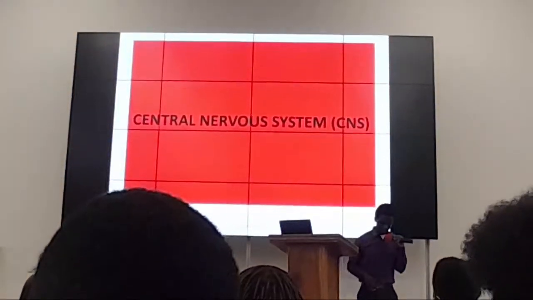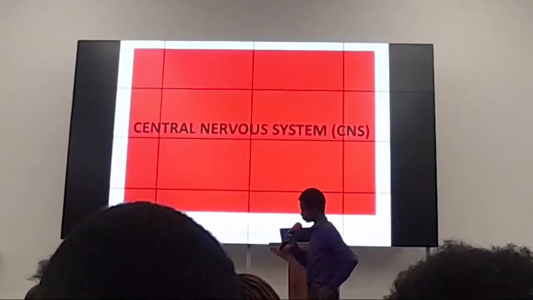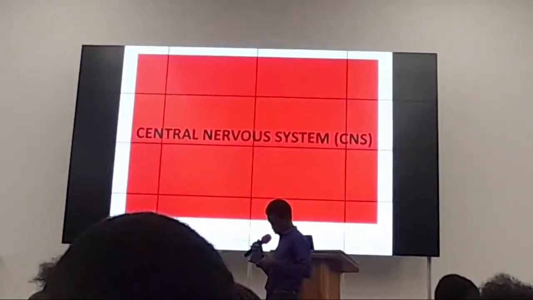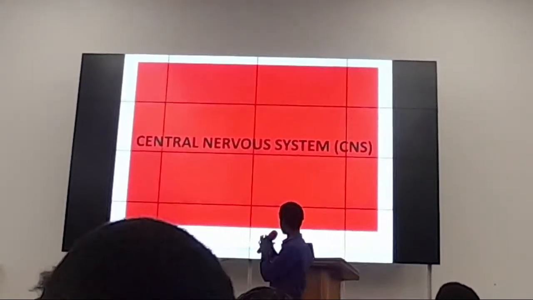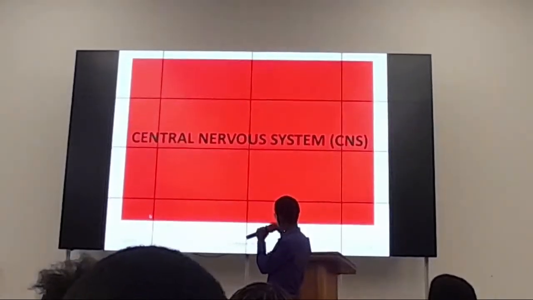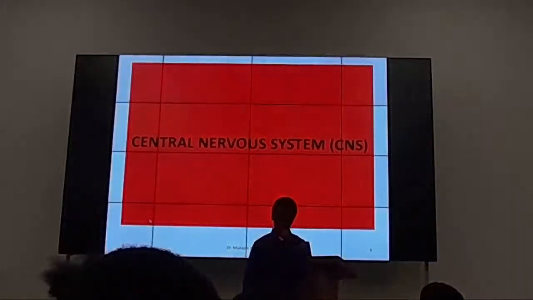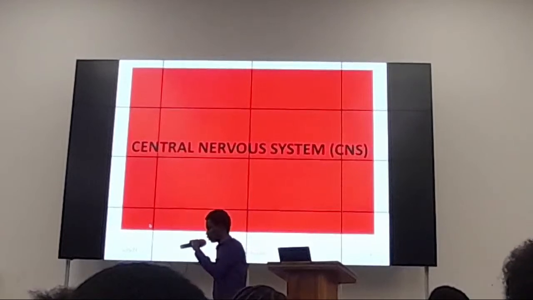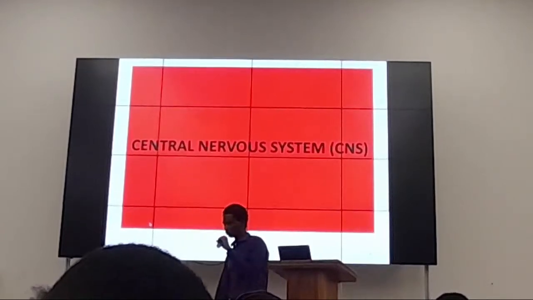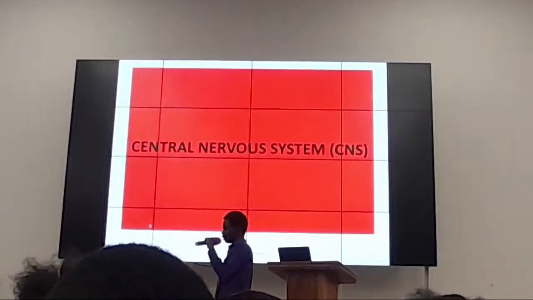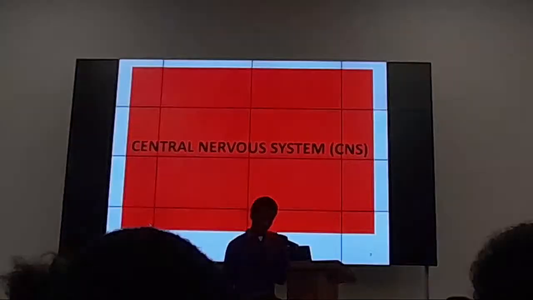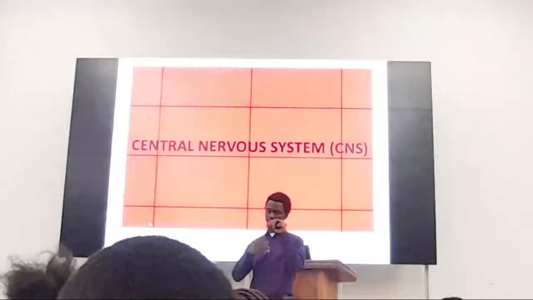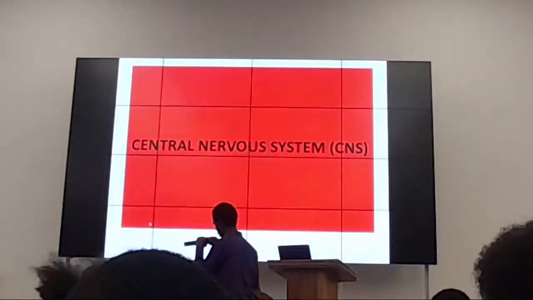So, having classified our nervous system anatomically and physiologically, we now go into an overview of CNS, not really details, just to get the overview of the central nervous system. So remember we said CNS is the brain and spinal cord. So we're going to start with the brain. We just see how the brain is arranged.